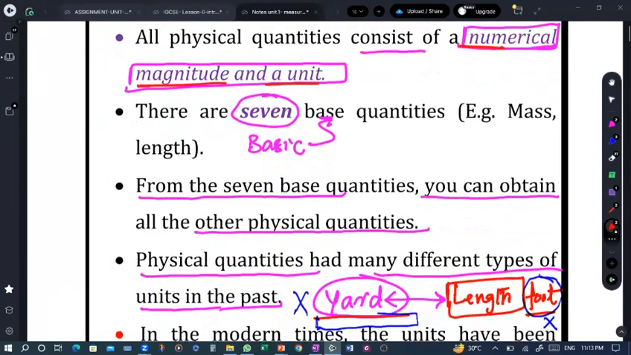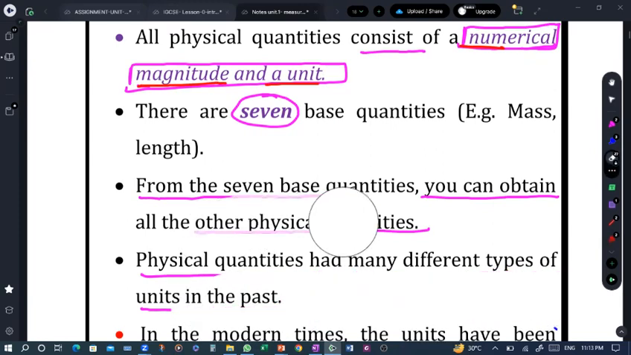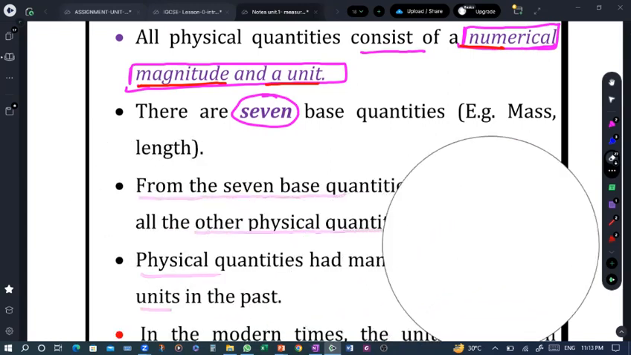So there are 7 physical quantities. I was explaining why they are base quantities. In all these slides, I have explained why those physical quantities were called the base quantities.